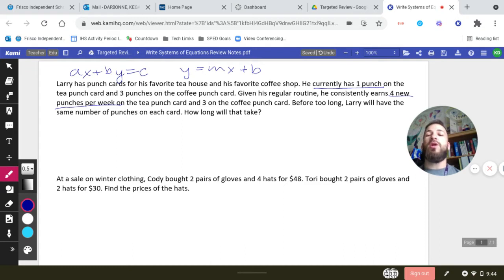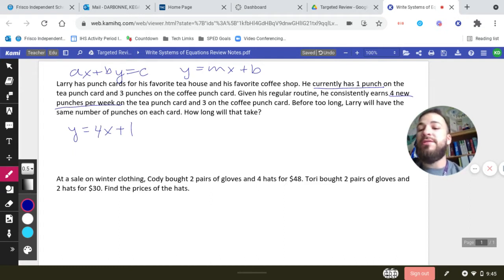So let's start with the first one, our T card. So T would be y is equal to, currently has 1 punch on the T punch card. So my slope is not that 1. My slope is this one, 4 new punches per week. So 4x, and then he currently has 1, so plus 1. Okay, so my slope, my rate of change is 4 punches per week. My initial amount, my y-intercept, is 1 because he currently has 1 punch. So that's T.